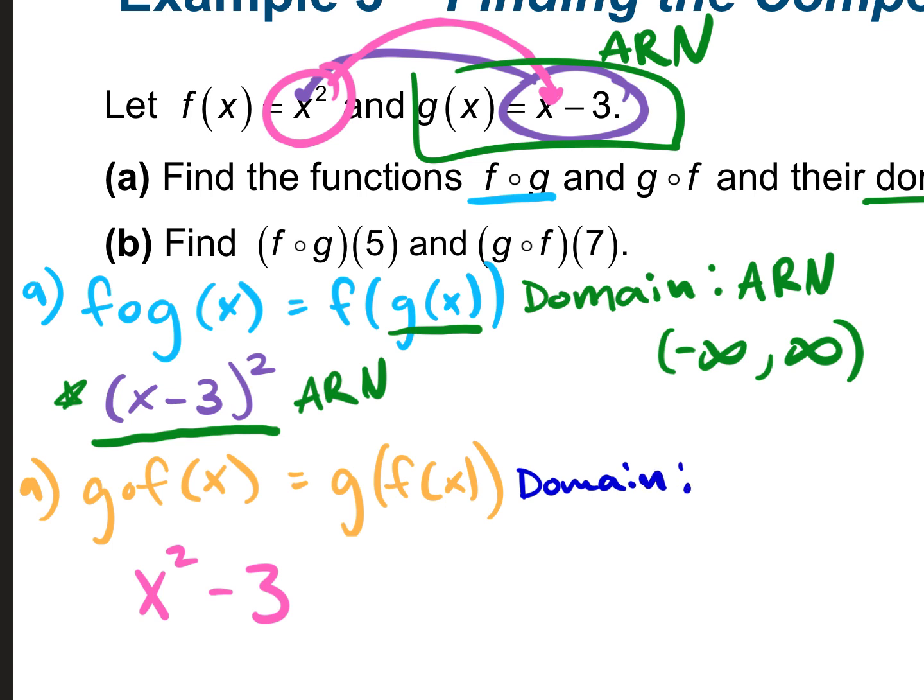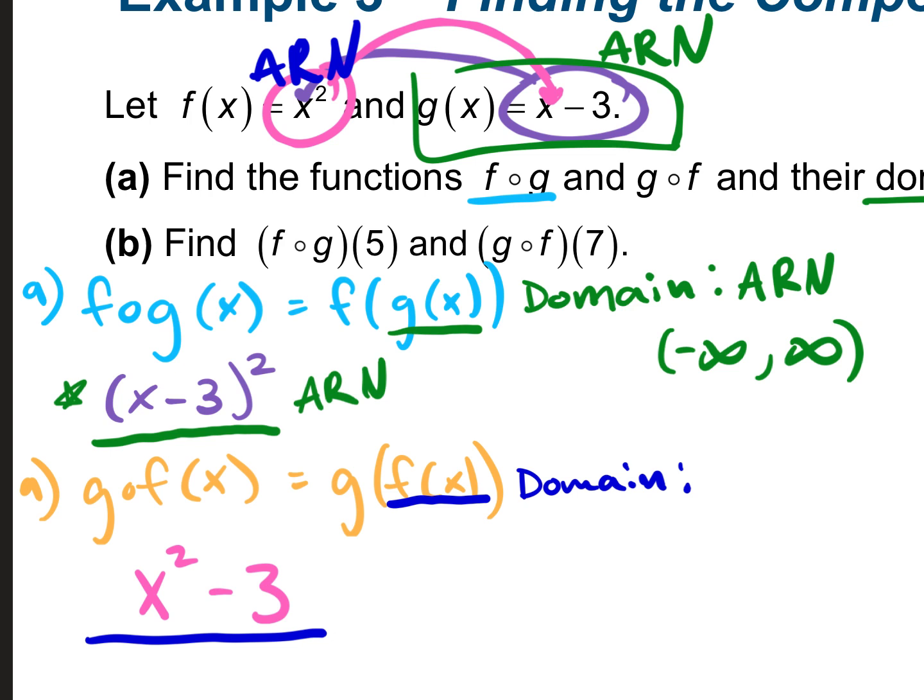Let's find our domain for the second one, g of f. So we always want to check the inside function and the whole thing. So what's our domain for f? If we have x squared, what's our domain there? All real numbers. We don't have any fractions, we don't have any square roots, we don't have to worry about our domain, it's all real numbers.